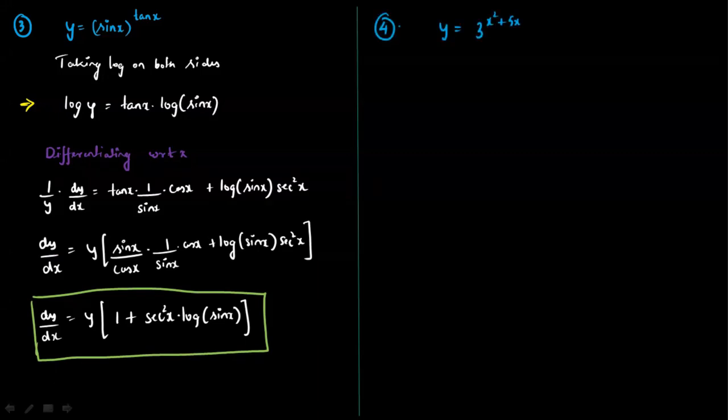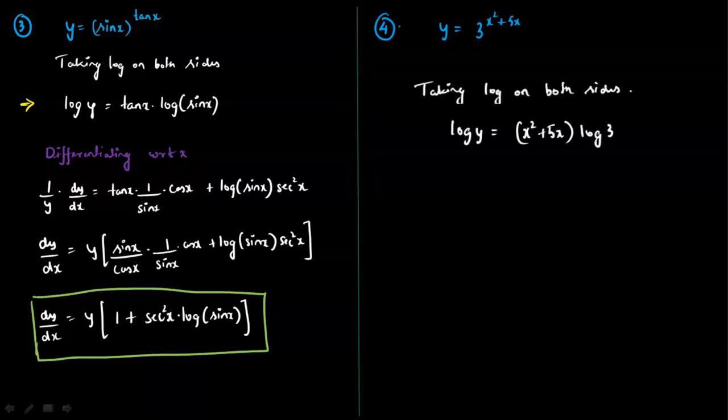Similarly, one more question. y is equal to x raised to the power of 3 raised to the power of x square plus 5x. Again, this is not a real number. It is a variable. Right? It's a variable and it's a quadratic equation. Yes, x square plus 5x is a quadratic equation. Now again, you can use the same logic. Take log on both the sides. Log of y is going to be equal to the exponent multiplied by log of that particular number. So x square plus 5x multiplied by log of 3.